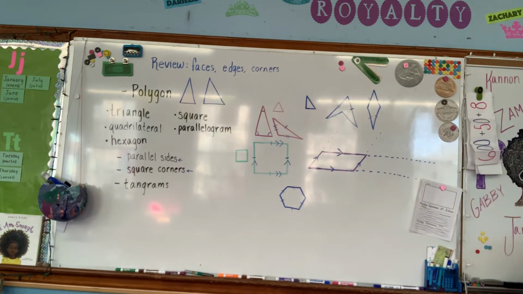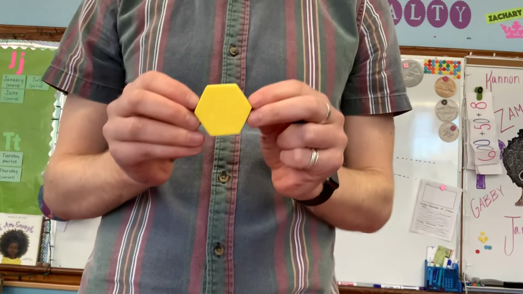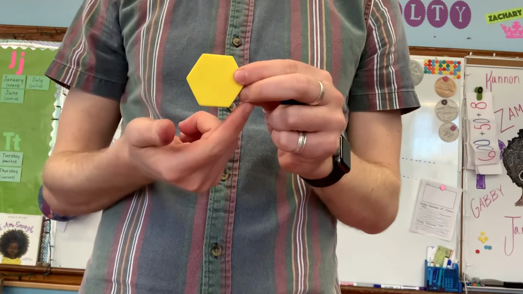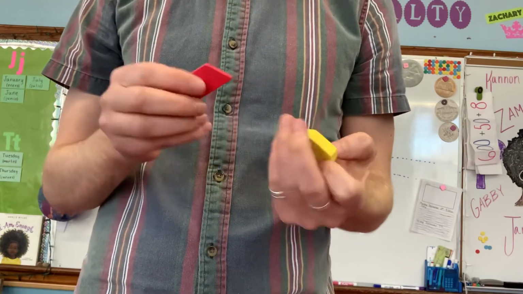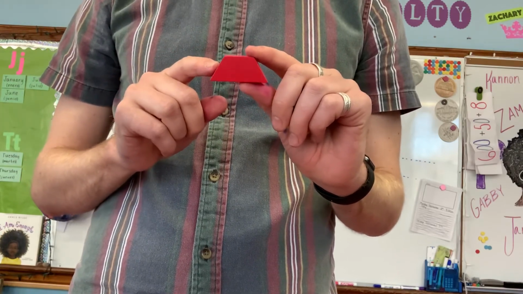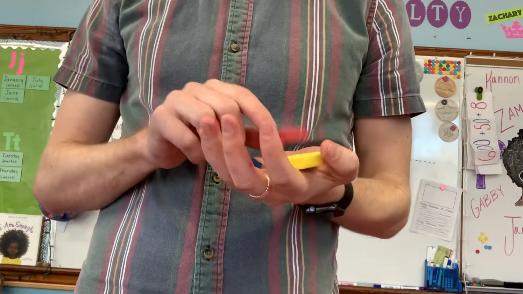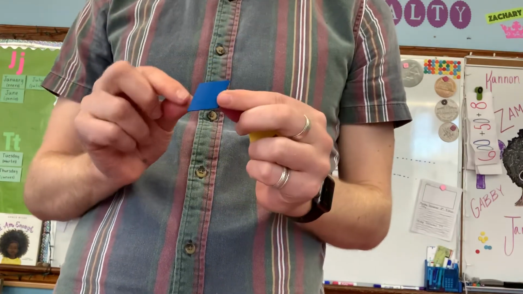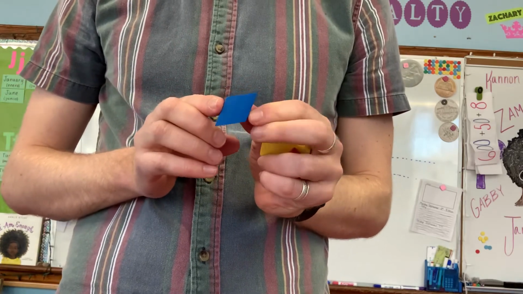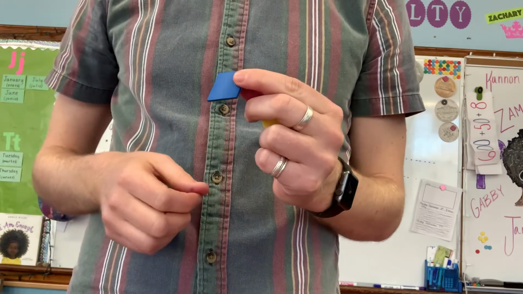Some more examples of these shapes. These are some cubes or blocks that you're used to. This is a hexagon because it has 1, 2, 3, 4, 5, 6 sides. This is a trapezoid, but we can also call it what? A quadrilateral or a polygon. And then last, some of us remember this as a diamond, but if we look, it's also a parallelogram because this side and this side are parallel and the top and the bottom are parallel.